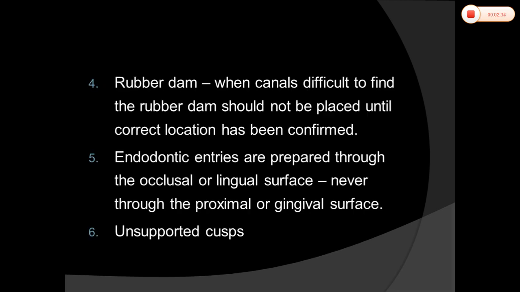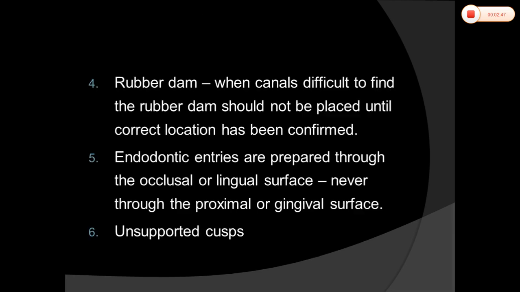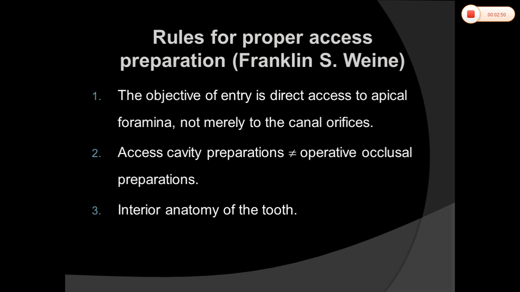Krasner and Rankow suggested that CEJ is a popular landmark to locate the pulp chamber and root canal orifices. So before going into that, we have some rules for proper access preparation according to Franklin S. Weine. The objective of entry is to have a direct access to the apical foramina. Now, access cavity preparations are not done in the same way as you prepare the operative occlusal preparations, and it must reflect the interior anatomy of the tooth.